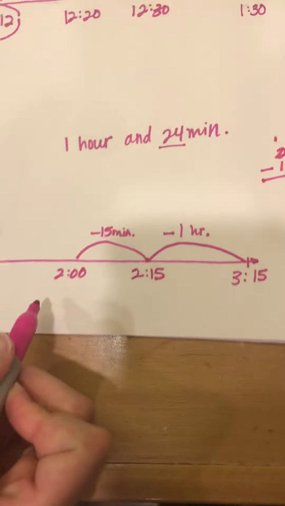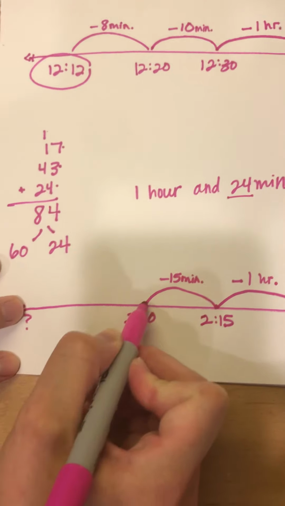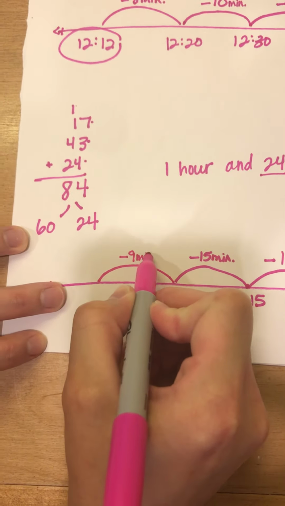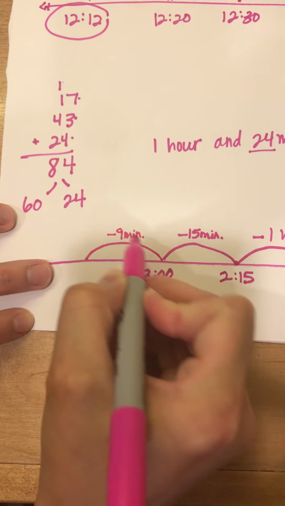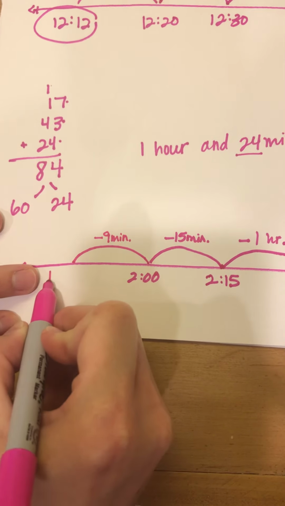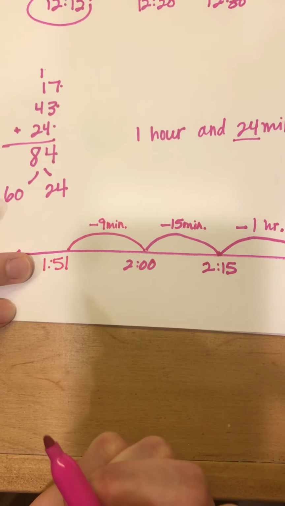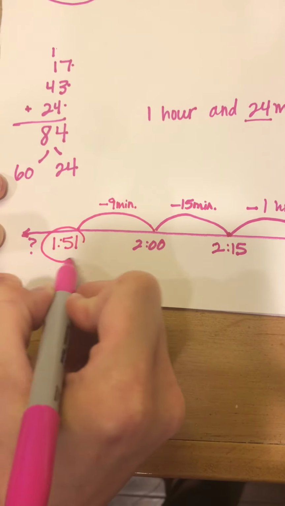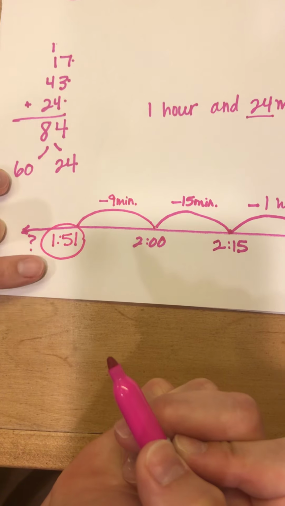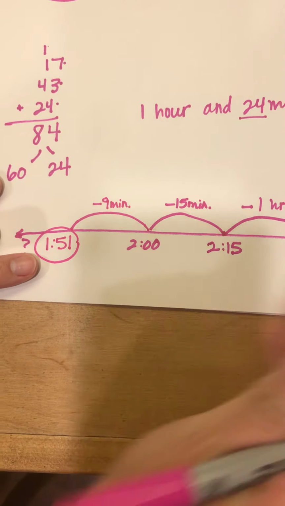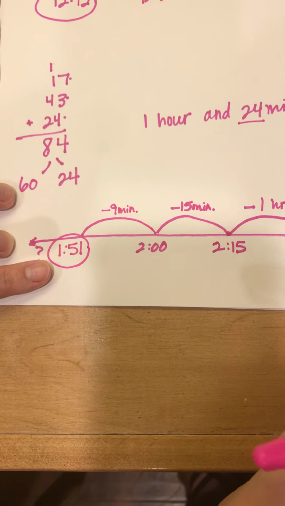So going back over here to my 2 o'clock, I can now subtract 9 minutes. So 2 o'clock minus 9 minutes is going to be 1 something, 1:51. And that is your starting time. That's the time that he left to go to the park. Okay, so that's question number 2.